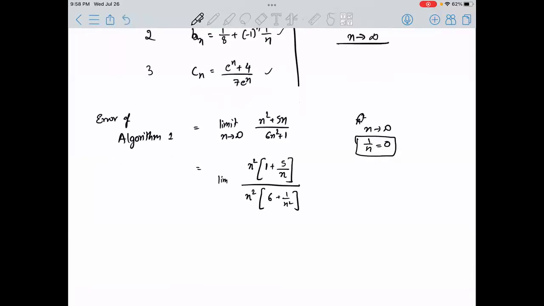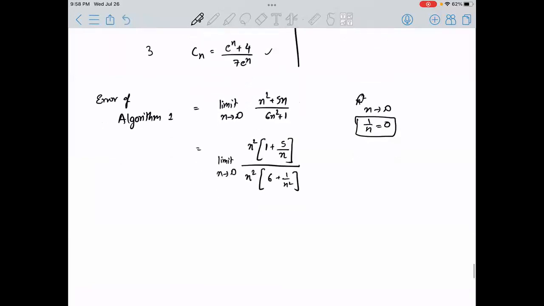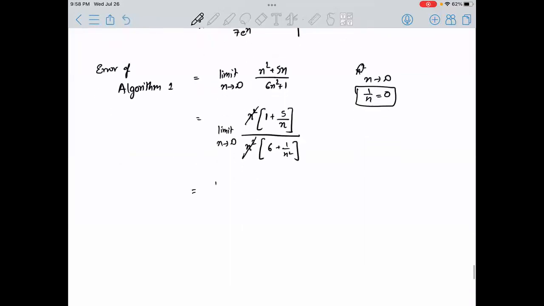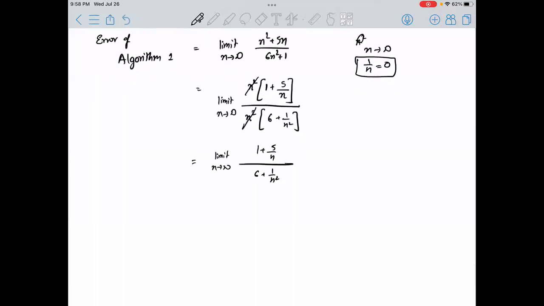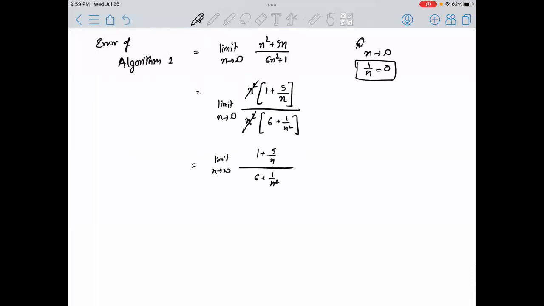Limit n tends to infinity. Cancel n square and n square. So here limit n tends to infinity of 1 plus 5 by n over 6 plus 1 by n square. Listen carefully. You can do it in two ways. You can directly put 5 by n equal to 0 and 1 by n square equal to 0, giving 1 by 6. Or you can see that if n tends to infinity, limit 1 by n tends to 0. Both will give the same answer.